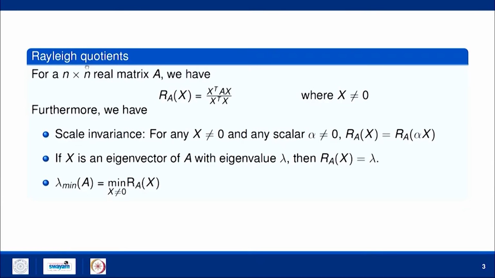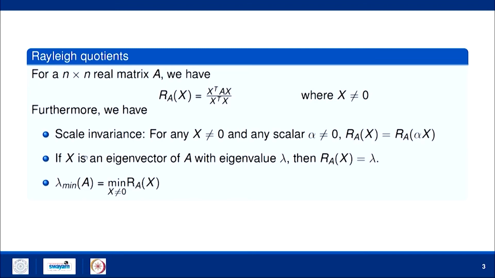Another important concept is the Rayleigh quotient. For an n cross n real matrix A, the Rayleigh quotient of A is x transpose A x divided by x transpose x, where x is a non-zero vector of size n. Furthermore, we have the scale invariance property of this Rayleigh quotient: for any x not equal to 0 and any scalar alpha not equal to 0, the Rayleigh quotient of x equals the Rayleigh quotient of alpha x.